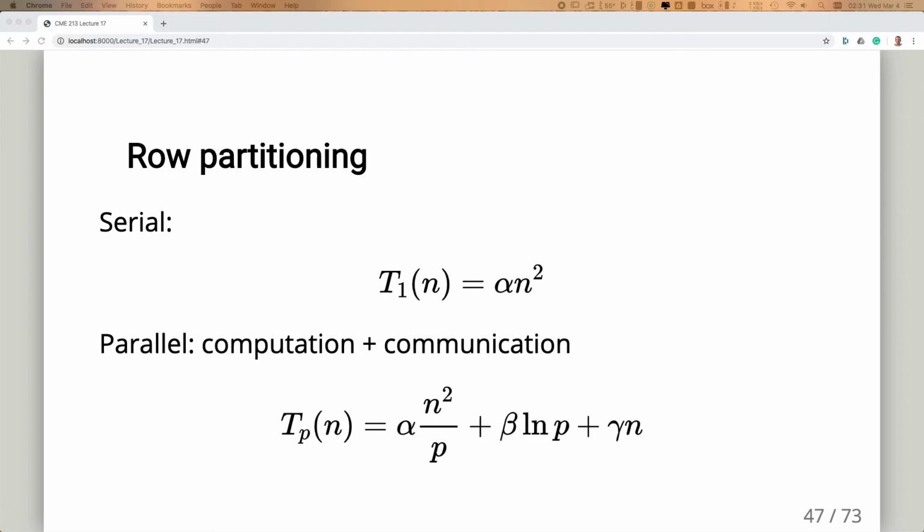So here's row partitioning. This is the time for computation. It was partitioned across rows, so it's basically the total number of flops divided by p: alpha n squared divided by p. And here you recognize, for example, that we had the scatter or maybe the reduction. The row partitioning was actually a scatter, so with the tree and so on, there's a log p term.